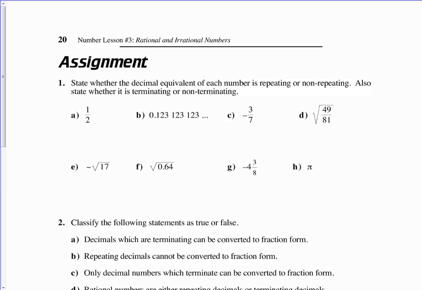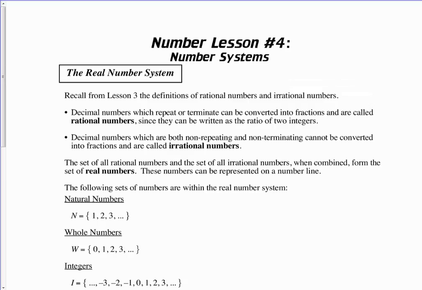Okay, so moving on to lesson 4, we're going to look at the rest of the number systems.